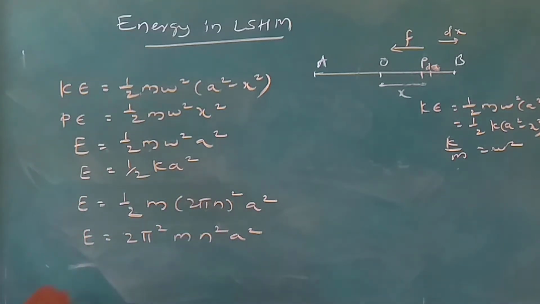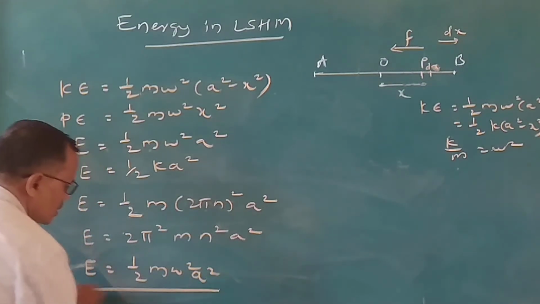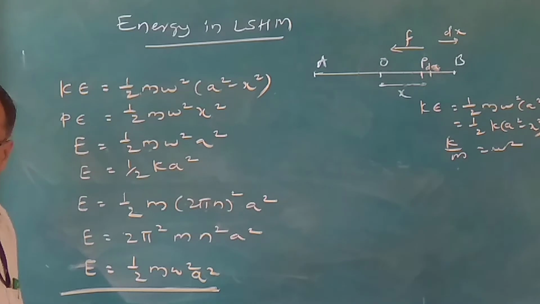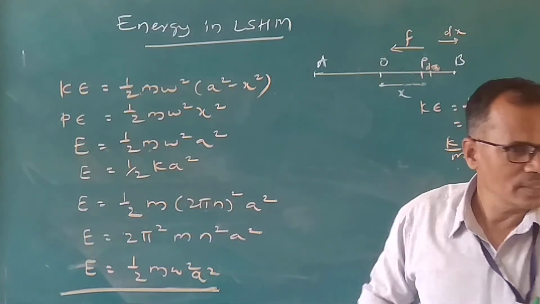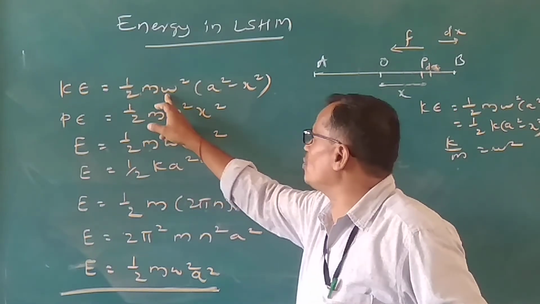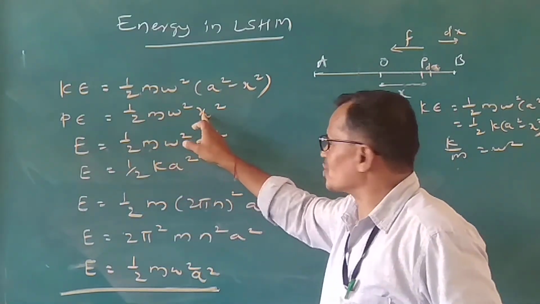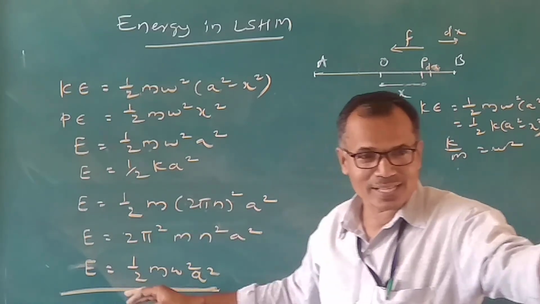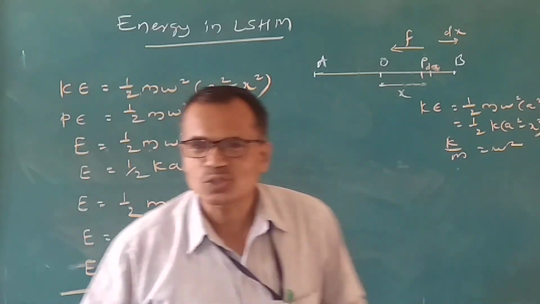Correct? Now again I write here the equation of energy in SHM equal to 1/2 m omega square A square. This is the total energy in SHM. Correct? You got it? Just see, kinetic energy in SHM is equal to 1/2 m omega square (A square minus x square). Potential energy is 1/2 m omega square x square. Then what is the total energy? Equal to 1/2 m omega square A square. Okay, students, you got it?